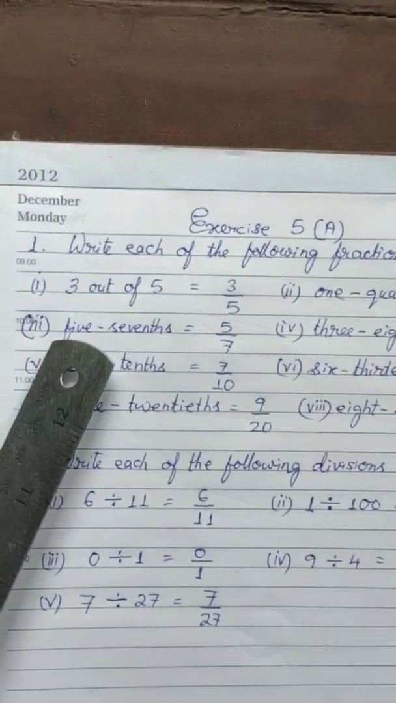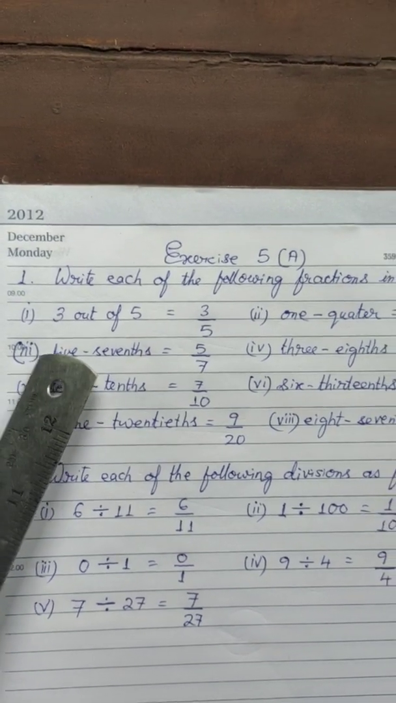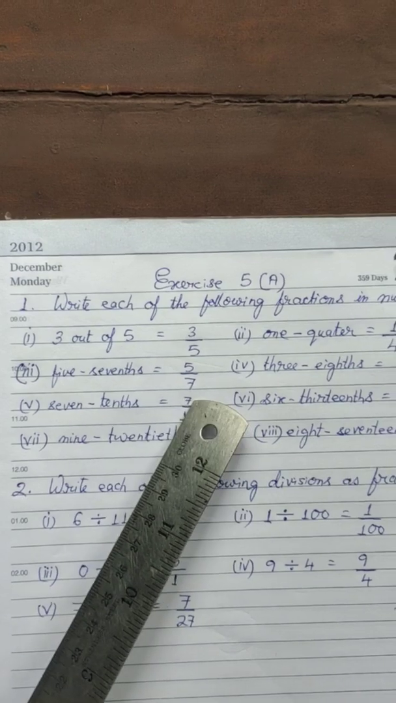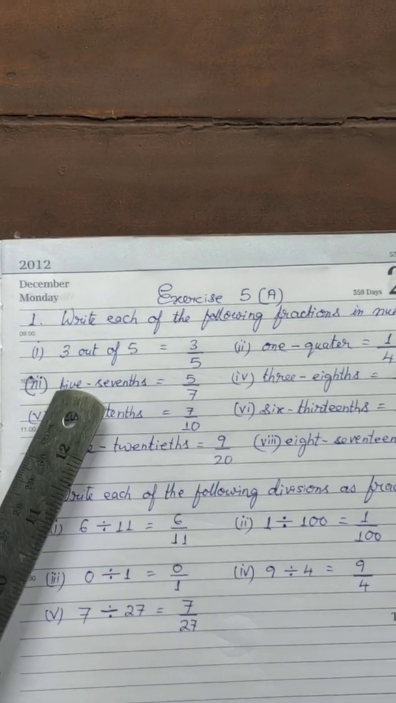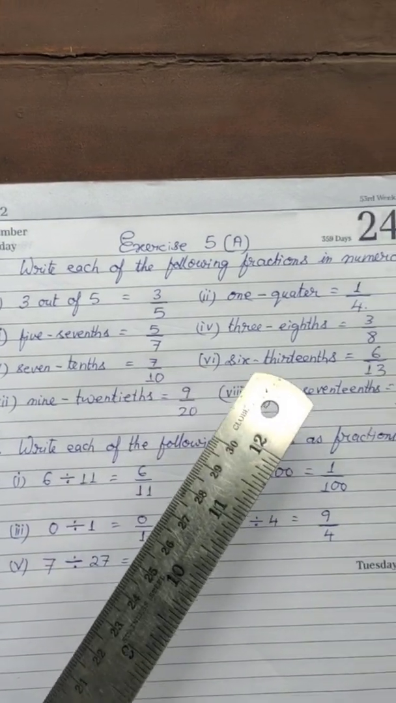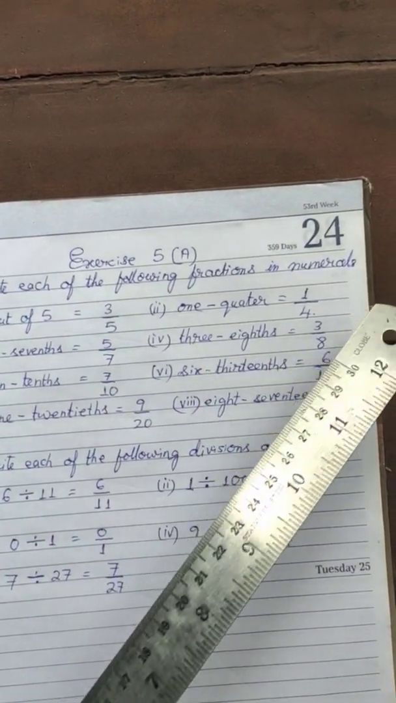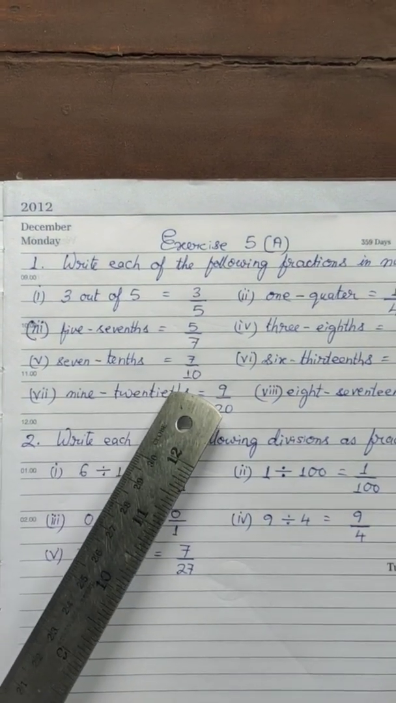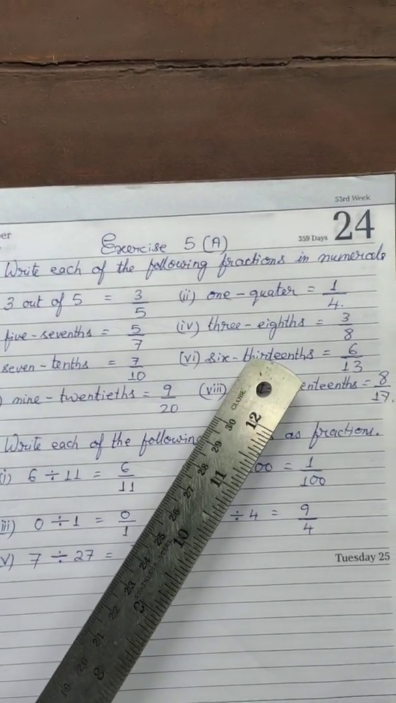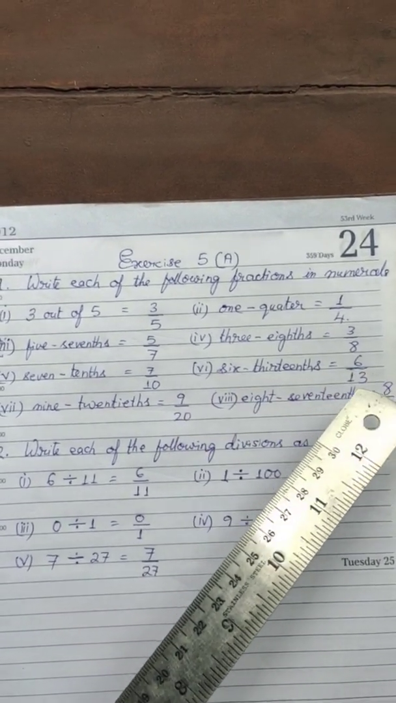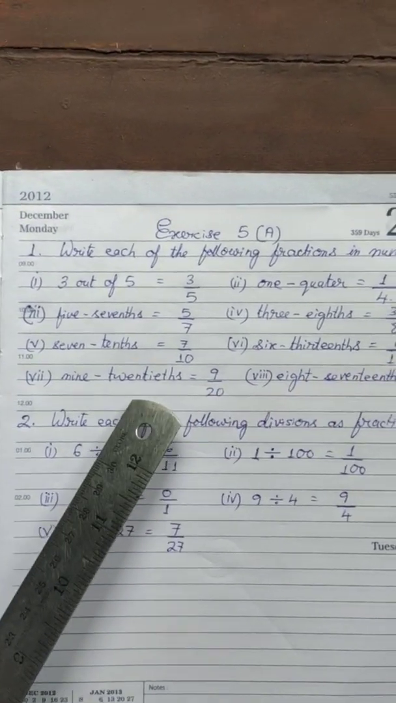5 sevenths. 5 is written on top. Sevenths of course represents 7 parts. So out of 7 parts, 5 parts. So the fraction is 5 by 7. 3 eighths will be 3 by 8. 7 tenths will be 7 by 10. 6 thirteenths, that means out of 13, 6. 6 is first, so 6 will be on top, 13 will be down. So 6 by 13.